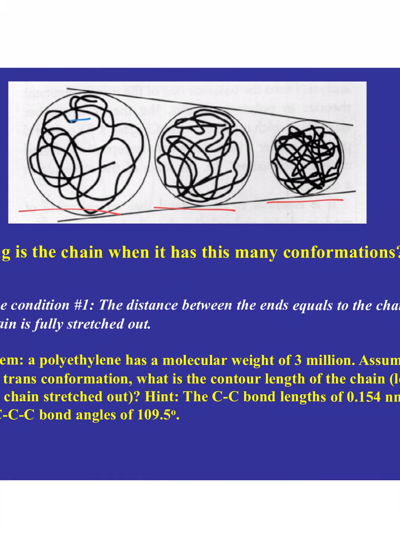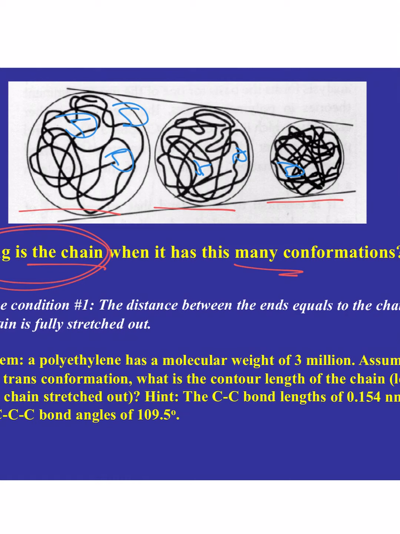And the solvent argument, of course, holds true here. As we have progressively less and less solvent, the same chain will have different overall volumes that can approximate the same total amount of solid in there, but the space between them changes dramatically, either with or without solvent present. And so there's some question of how long is the chain when it has this many conformations. What this really means is how expanded is the chain when it has this many conformations.